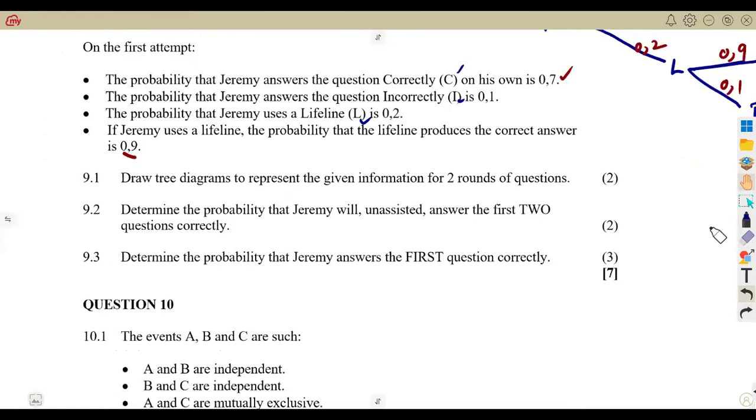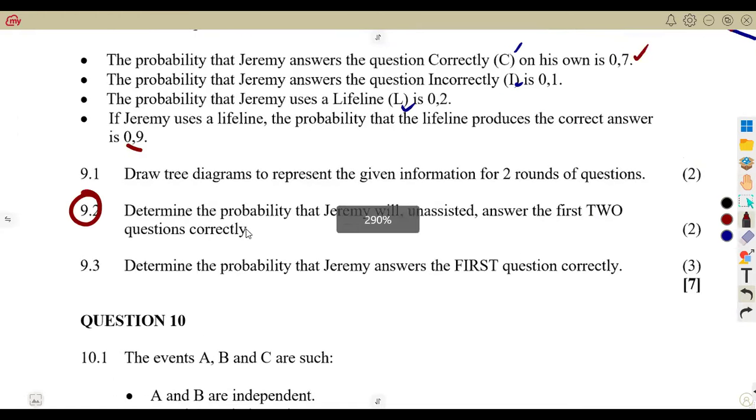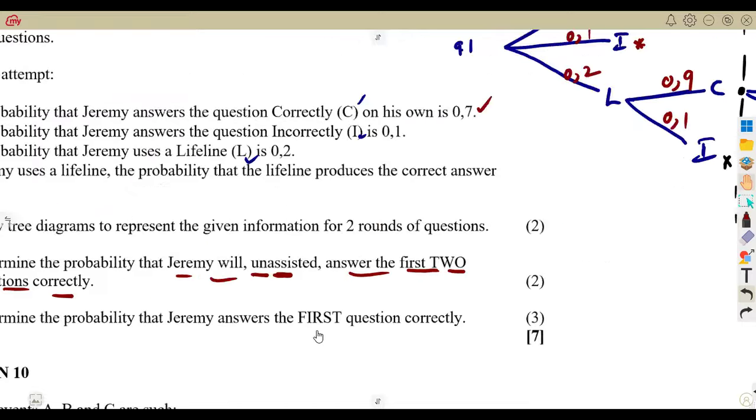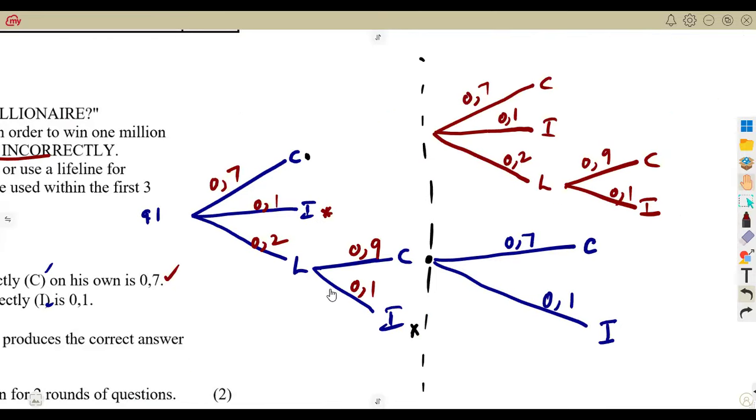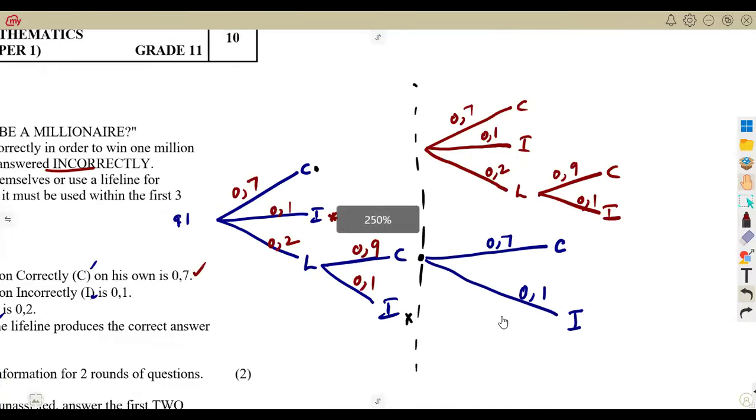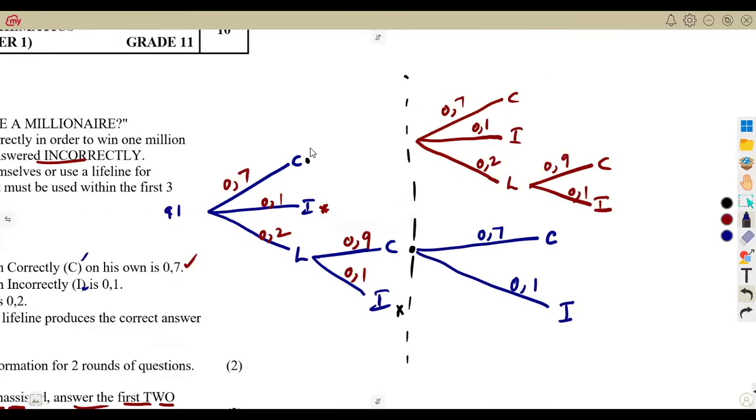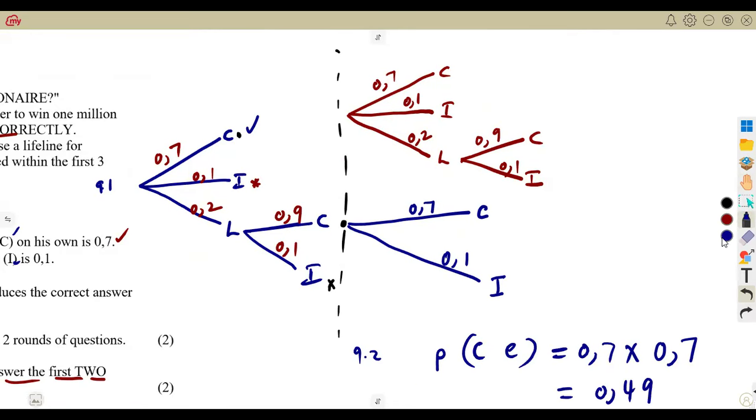And from there, they now want you to determine the probability that Jeremy will answer the first two questions correctly, unassisted. Unassisted means there's no assistance. There is no need of the lifeline. The lifeline is the one for assistance. So if there's no assistance, he just gets these questions correct by himself. That is what they are saying there. So it's going to be the probability of correct. The first one to be correct is 0.7. He answers the second one, being correct again without any assistance of the lifeline. That is one.